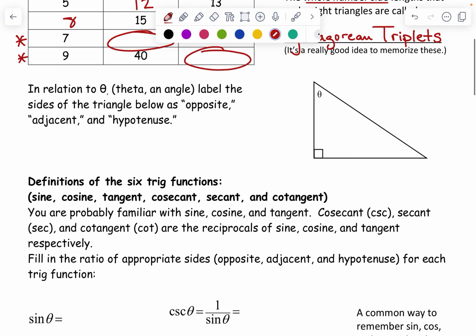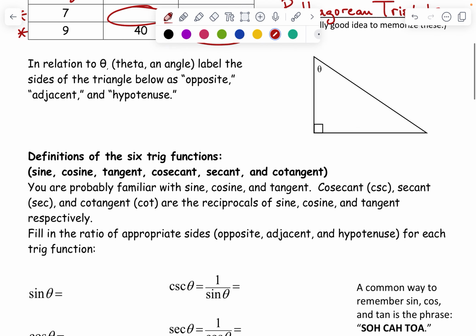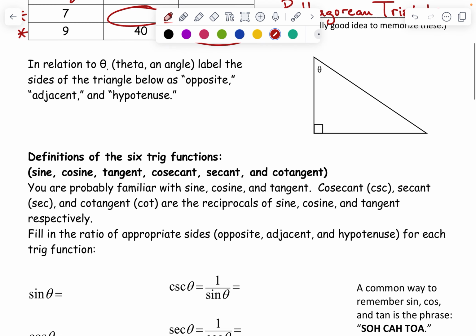Now, moving ahead. In relation to theta, label the triangle. When we are doing trigonometry, it's always important to know your reference angle, which is normally called theta, or you might be given the letters of it. But most of the time we'll be using theta, and you have to label all of your sides and make all of your calculations based on that reference angle.